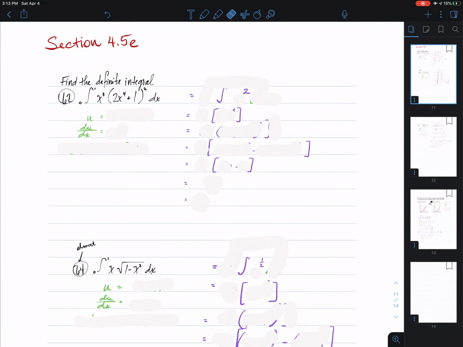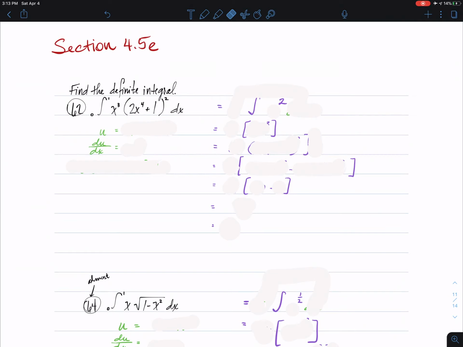Hey folks, so this is the fifth and final video in this section, section 4.5. So let's go ahead and jump right on in. The rest of these questions are going to be definite integral questions. So all of the questions that we've done so far have been indefinite integrals. And this is the first time that we're going to do definite integrals for this section.